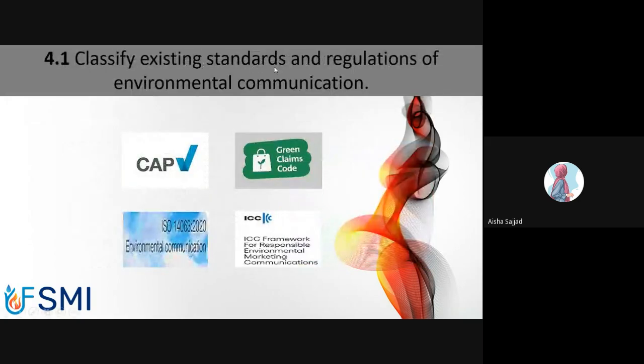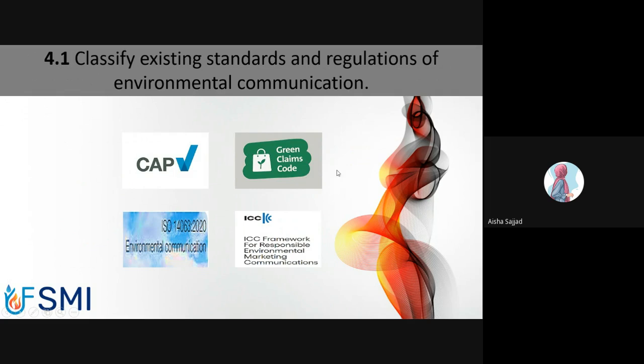The next assessment criteria is how environmental communication can be done. Do we have any standards and regulations in today's world on environmental communication? Yes, we have certain standards and regulations such as the CAP, which is basically the criteria that talks about basic promotion and advertisement strategies, on how organizations need to be very much aware of their green advertisements and promotions, and any problem and malfunction related to this will be checked.